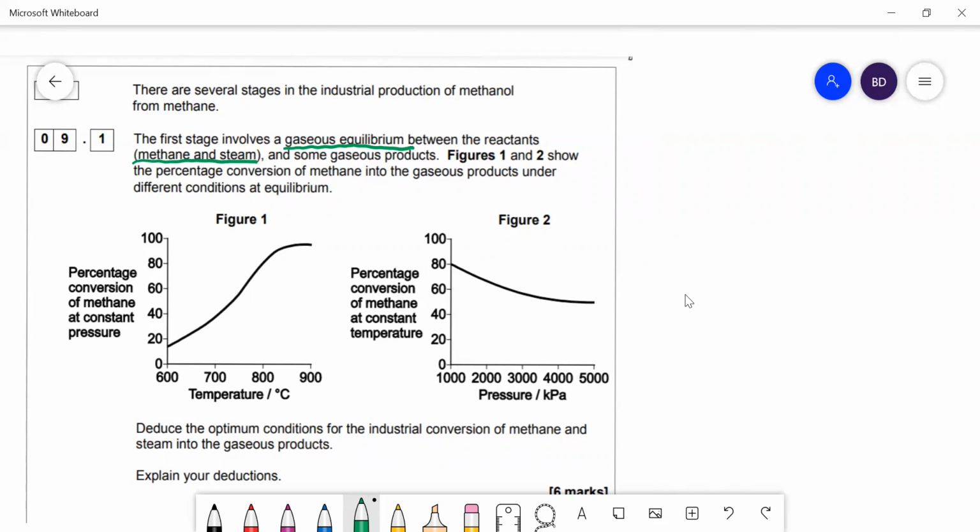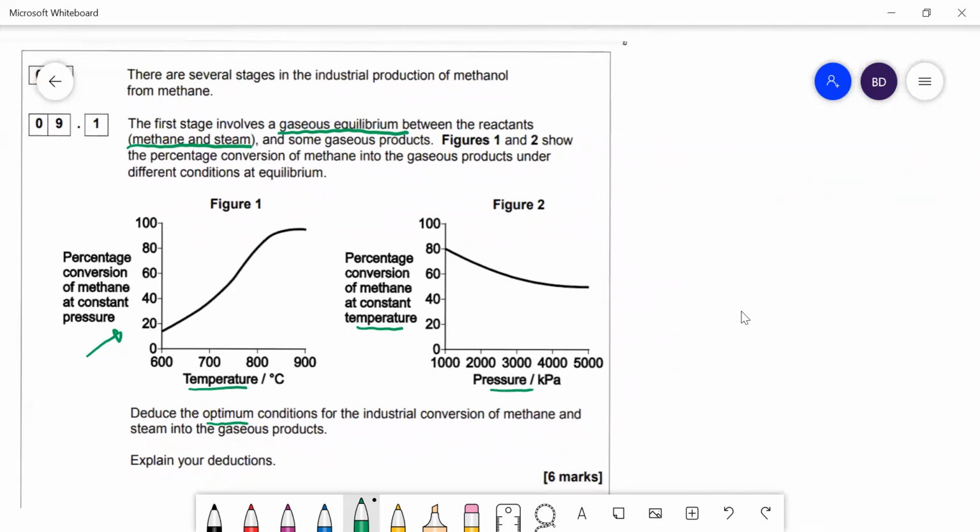The graphs show the percentage conversion to methane against temperature, and the percentage conversion to methane against pressure. Deduce the optimum conditions for the industrial conversion. Explain your deductions. That's a 6-mark question. So what I would say is, let's talk about temperature first of all.